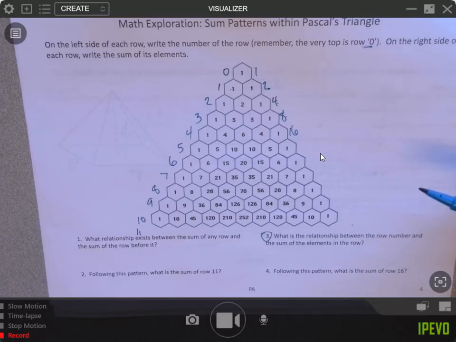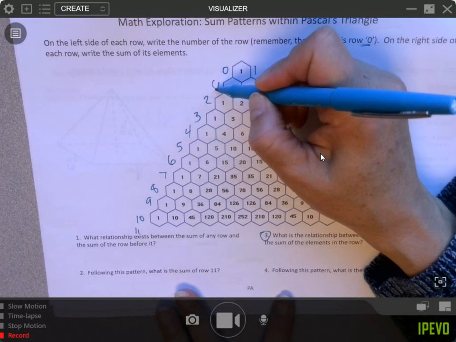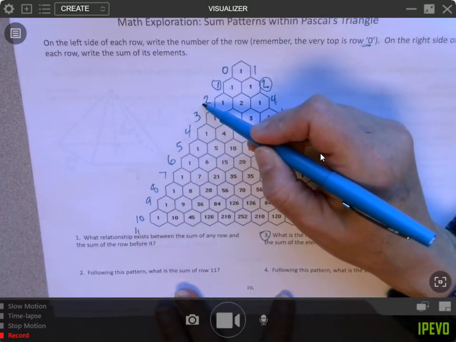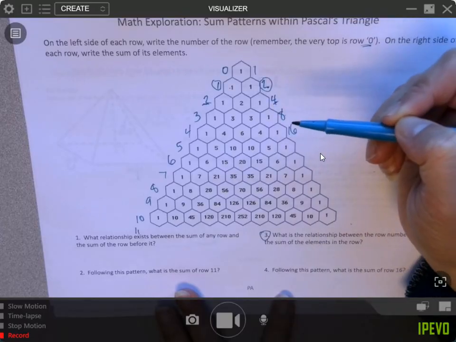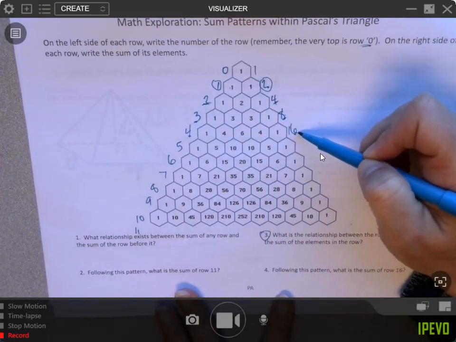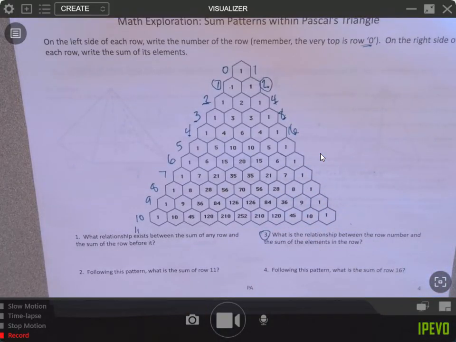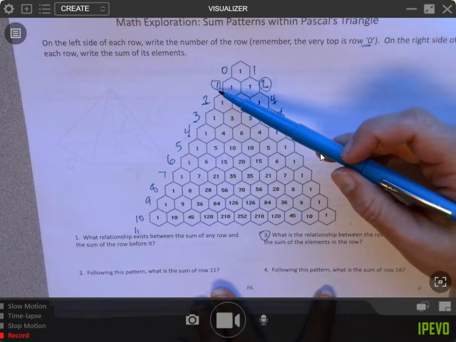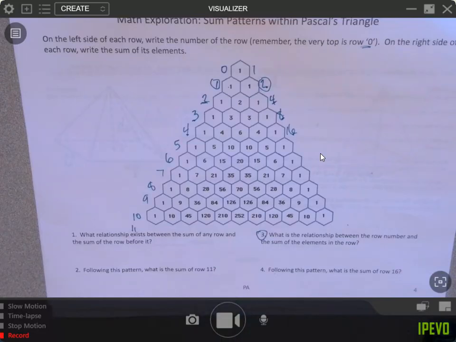What is the relationship between the row number and the sum? So how can I go from 2 to 4, 3 to 8, 4 to 16? I'm going to tell you right now, exponents are our friend. So knowing that it has to do with exponents, look at our numbers. Using an exponent, how can I go from 1 to 2?